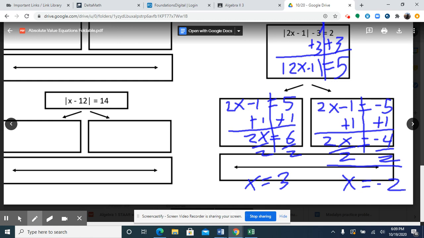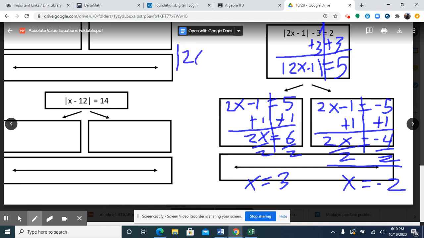Now, you always want to check your answers just to make sure that they make sense. There's a possibility that there'll be one solution, two solutions, or maybe no solution. So you always have to check your answers.